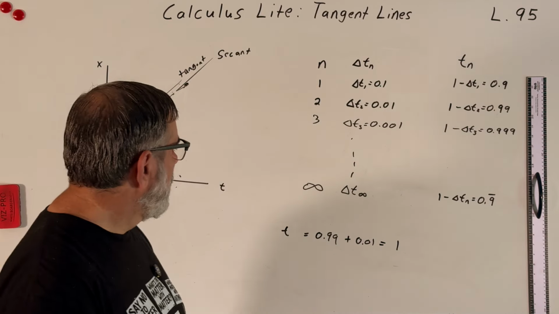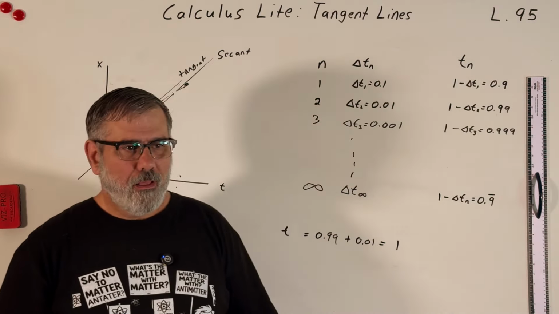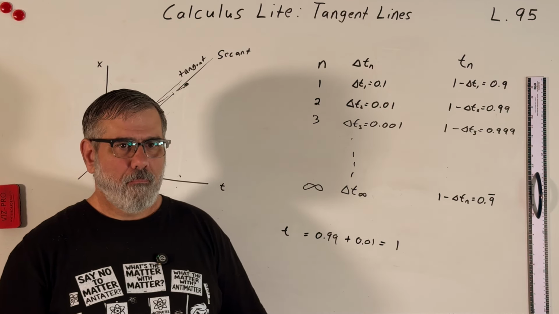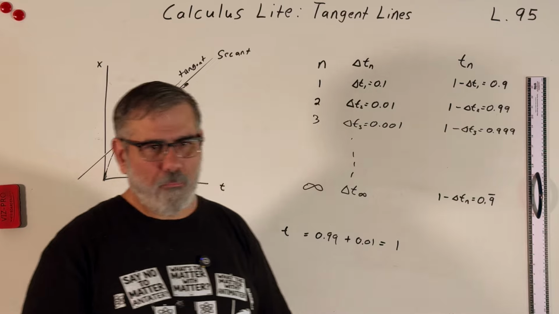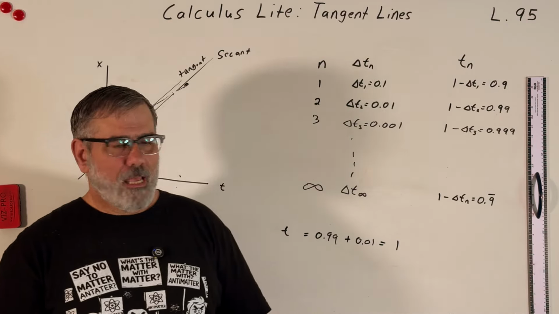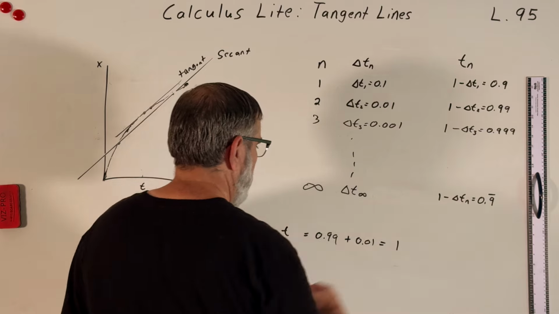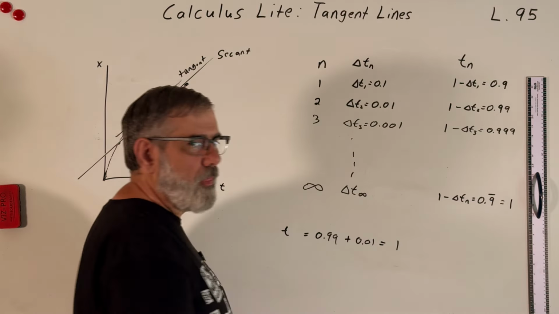Well, what do I have to add back? What can I add to 0.9 repeating to get me 1? Nope, that would be 1.1 repeating. 0.9 repeating is equal to 1. These are equal, okay? This is equal to 1. It is the same thing, okay?